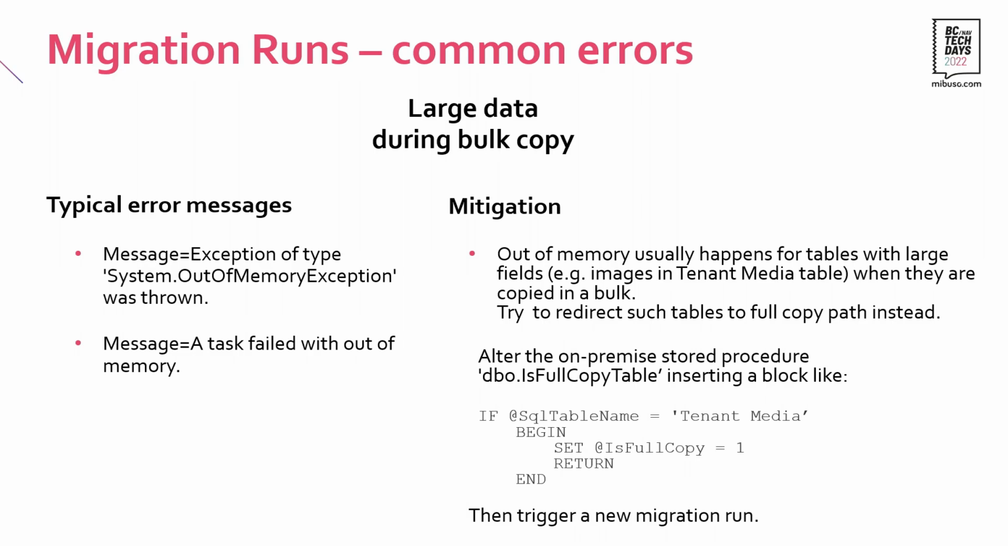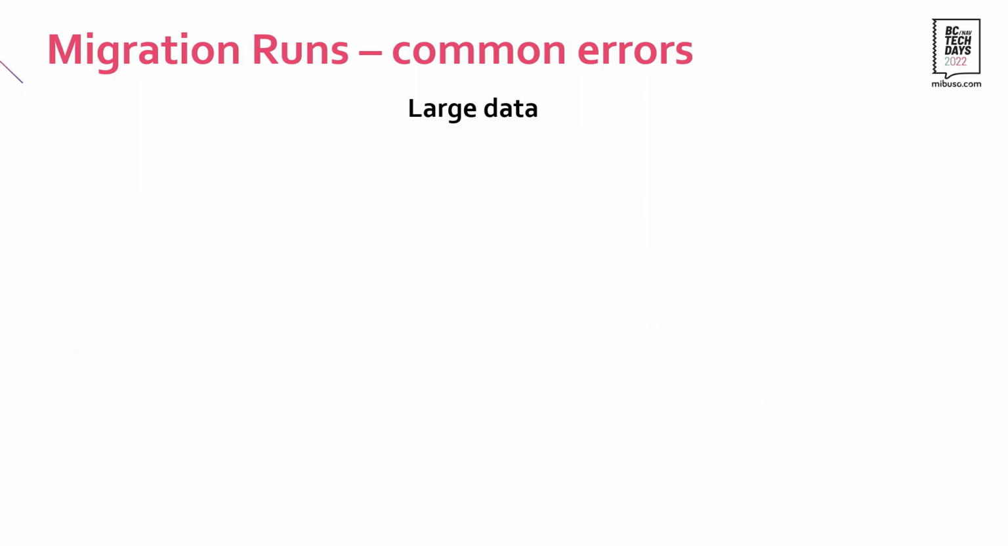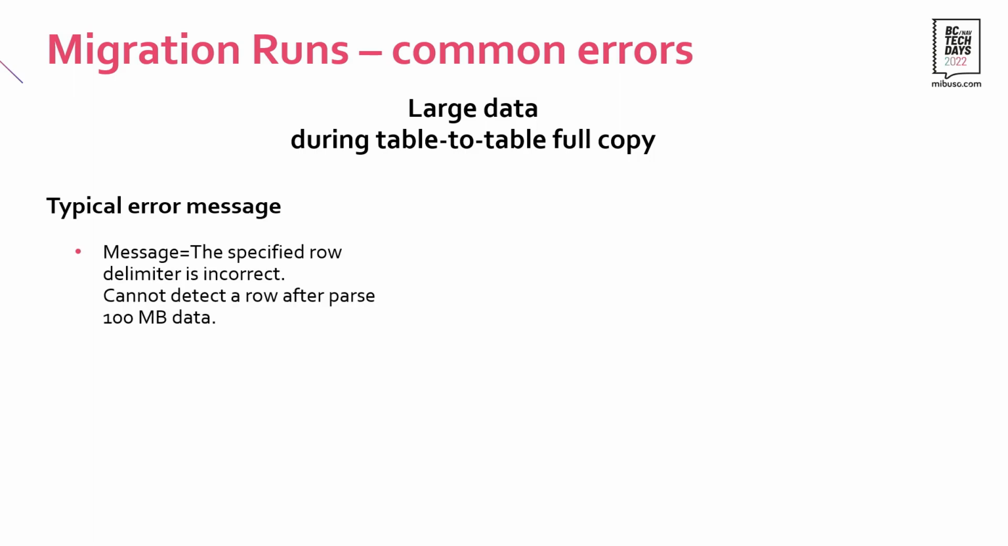That would redirect tenant media to be copied one-to-one to the cloud, and hopefully you will avoid the out-of-memory exception. If you still get it, then just create a support ticket and we will try to help you out. Another large data issue could happen when it's a table-to-table full copy, but the error message would be different.